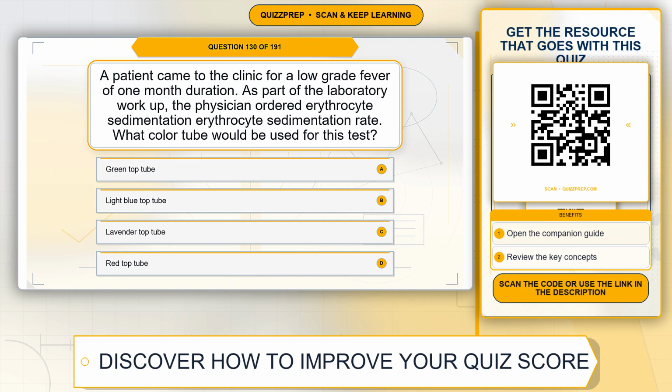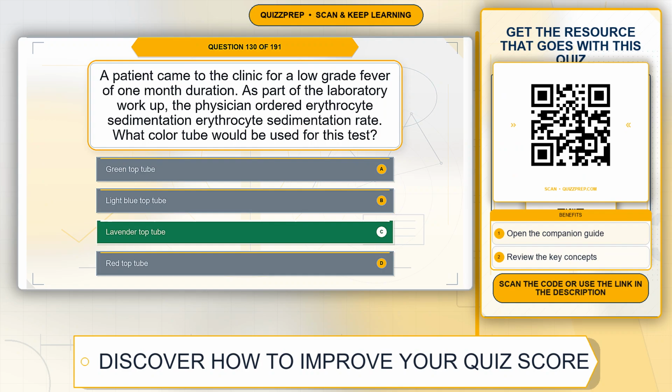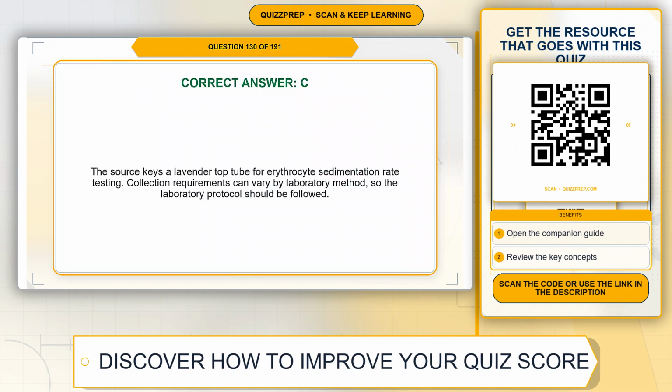Question 130. A patient came to the clinic for a low-grade fever of 1 month duration. As part of the laboratory workup, the physician ordered erythrocyte sedimentation rate. What color tube would be used for this test? Option A, green top tube. Option B, light blue top tube. Option C, lavender top tube. Option D, red top tube. The correct answer is option C, lavender top tube. Explanation. The source keys a lavender top tube for erythrocyte sedimentation rate testing. Collection requirements can vary by laboratory method, so the laboratory protocol should be followed.